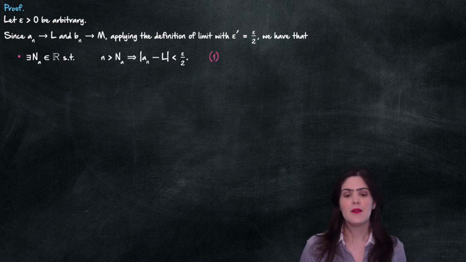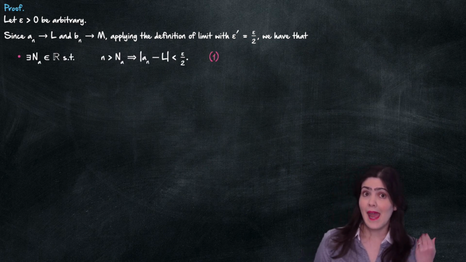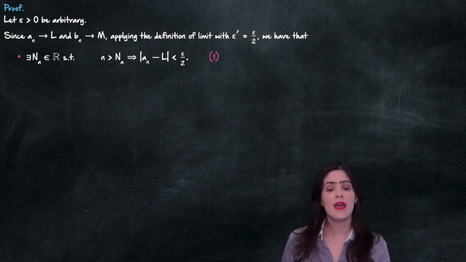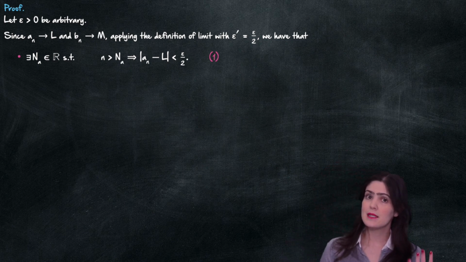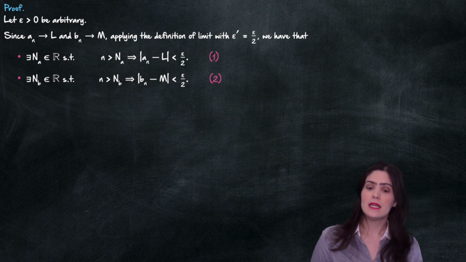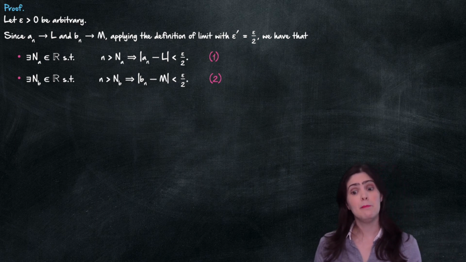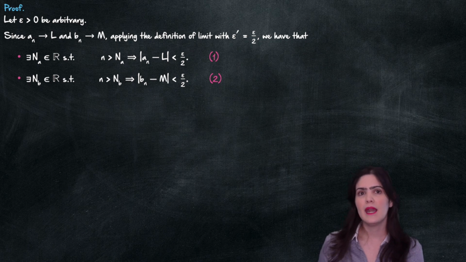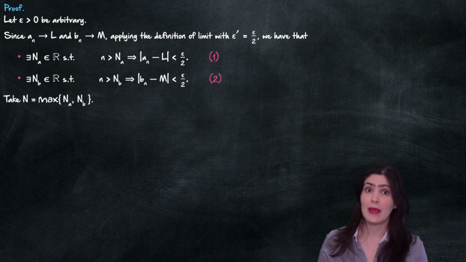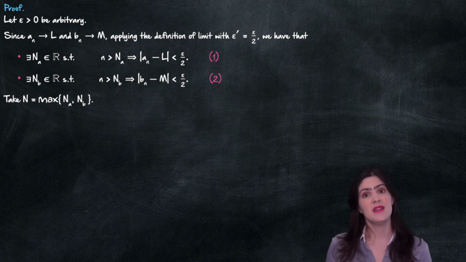And if we do that, then we know that there exists an N sub a such that if n is bigger than N sub a, then the distance between an and L is less than epsilon over 2. And there is an N sub b such that if n is bigger than N sub b, the distance between bn and M is less than epsilon over 2. Very good. And now that we know what N sub a and N sub b are, I can define my capital N to be the maximum between N sub a and N sub b.